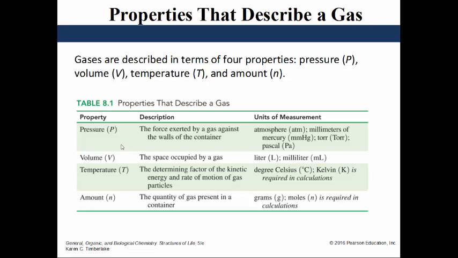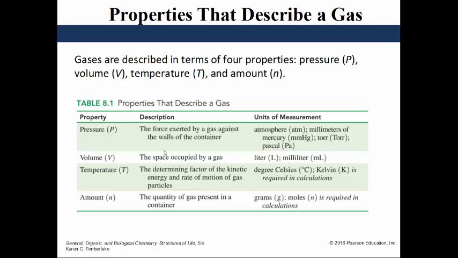For pressure, that's the force that is exerted by the gas against the walls of its container. There are multiple units of measure that you can use for pressure. Atmosphere, which is represented by ATM. Millimeters of mercury, mm for millimeters, and Hg, the elemental symbol for mercury. Torr, the actual word torr, and then pascals, Pa. Any of these units can be used to represent pressure.